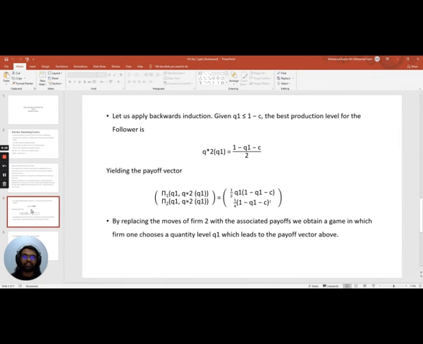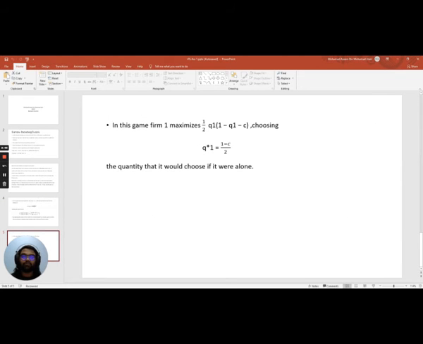When we apply backward induction, given that Q1 is less than or equal to 1 - c, the best production level for the follower is Q2*(Q1) = (1 - Q1 - c)/2. Replacing the moves of firm 2 with the associated payoffs, we obtain a game in which firm 1 chooses a quantity level Q1, which leads to the payoff vector above. In this game, firm 1 maximizes (1/2) Q1 (1 - Q1 - c), choosing Q1* = (1 - c)/2, which is the quantity that it would choose if it were alone.